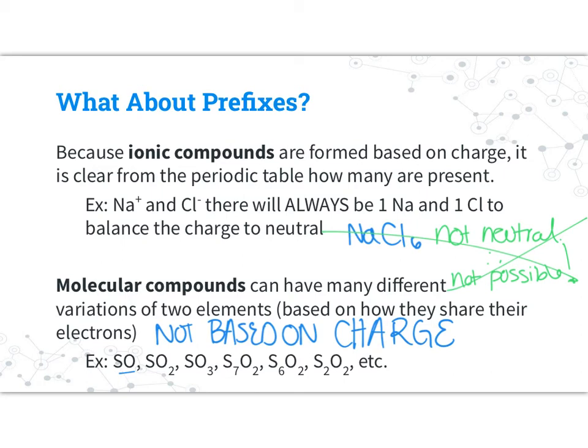They come together based on how they've shared their electrons. So they can have many different variations. Looking here just for S and O, I've listed just a few. We can have 1 sulfur and 1 oxygen. We can have a sulfur, 2 oxygens, a sulfur, 3 oxygens. 7 sulfurs and 2 oxygens also makes a sulfur oxide compound. 6 sulfurs, 2 oxygens, etc. You get the point. We need to specify exactly how many of each element is present in each compound with its prefix name, because charge is not going to help us figure out how many of each are present.